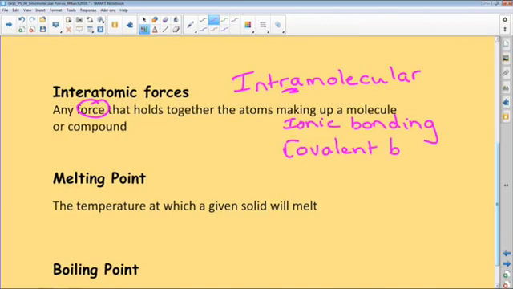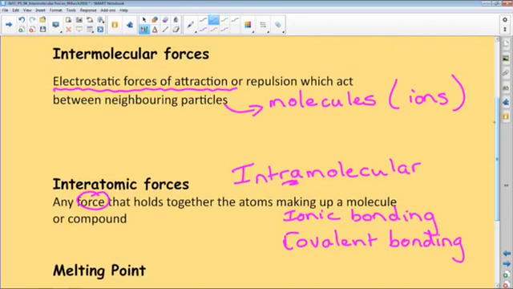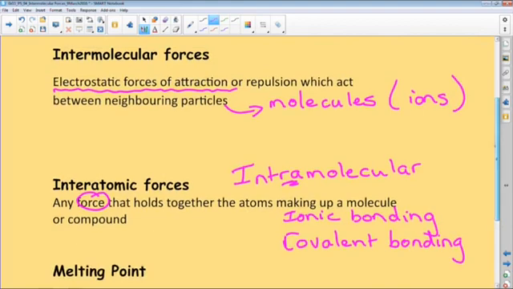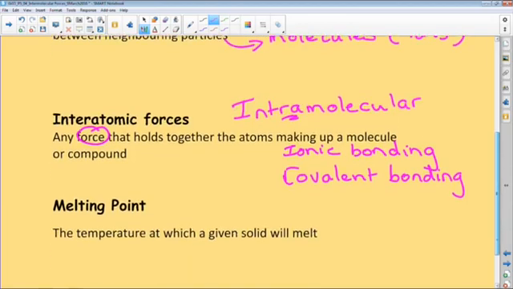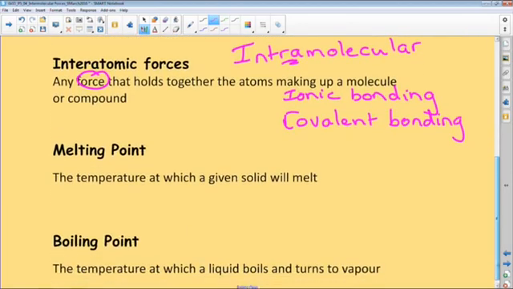Now, why is it important that we differentiate or we draw a line between intermolecular and interatomic? Because intermolecular is how the whole molecule behaves. Interatomic is what happens inside the molecule. Okay, and that is important to remember.